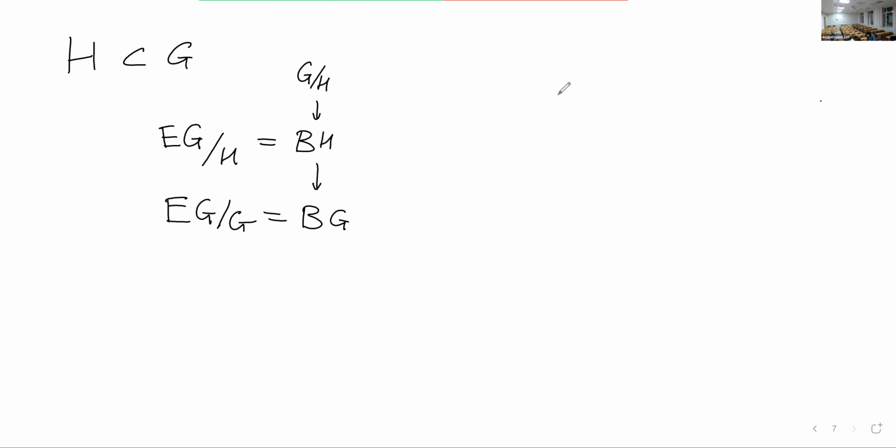Now, suppose now H is normal. Why is EG over H equal to BH? Well, because EG is contractible, and the action of H is free and moreover properly discontinuous. Okay. So if H is normal, then G/H is a group.